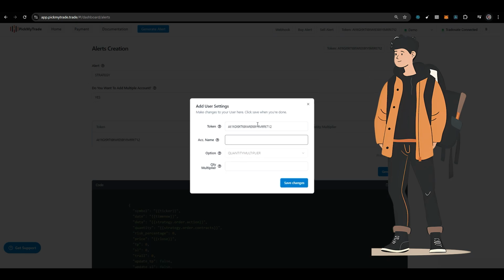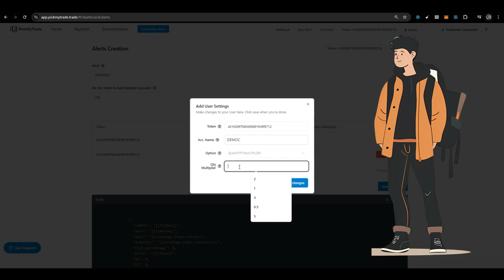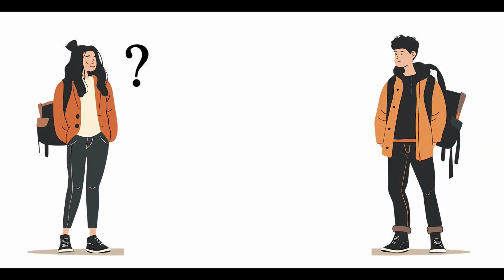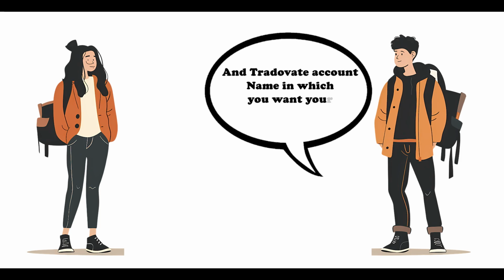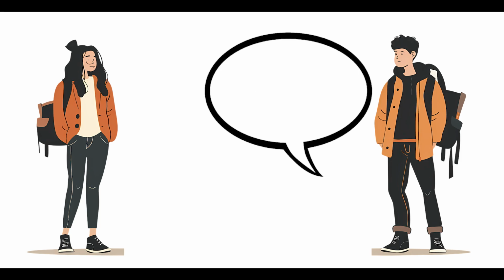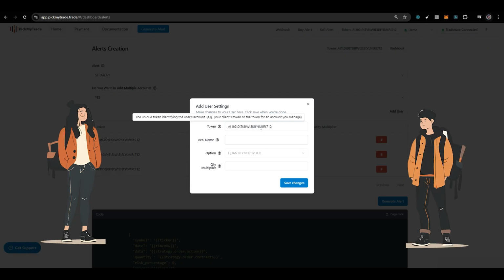Again, you have to pass your second account token, then your account name, maybe Demo B. Then select the parameters over here and save. Similarly, we will pass your third account token, then your account name, maybe Demo C. Then we will select the parameters over here and save it. Now ask them to create their PickMyTrade account and just link their Tradovate account with your PickMyTrade account. Once successfully connected, ask them to give you their PickMyTrade account token and the Tradovate account name in which they need their trades to be placed. Then we will follow the same procedure.